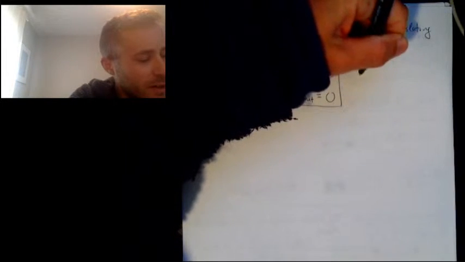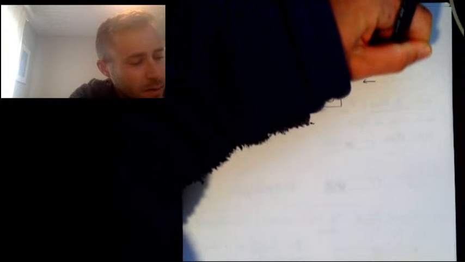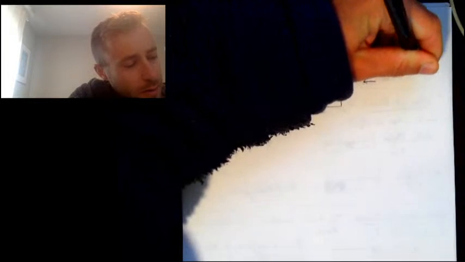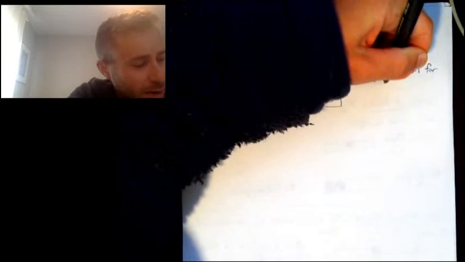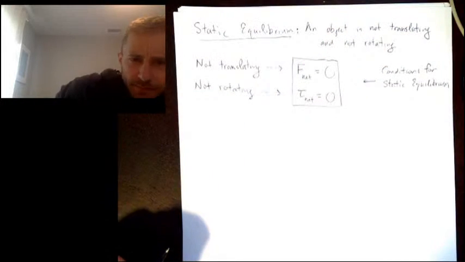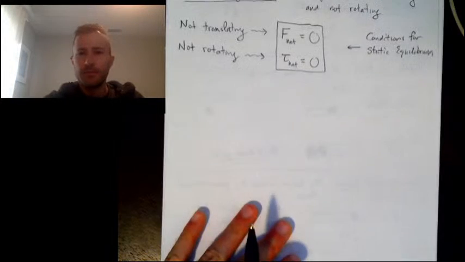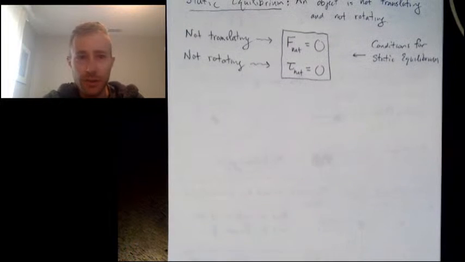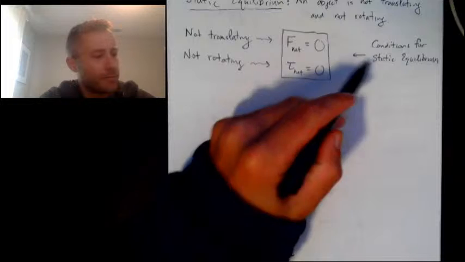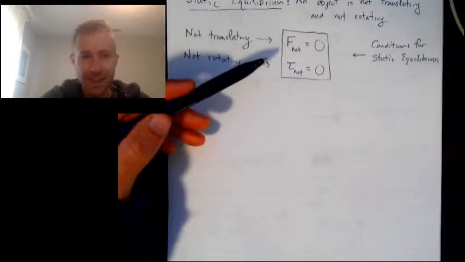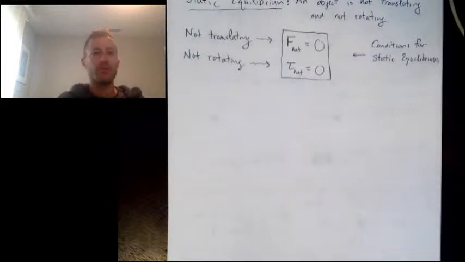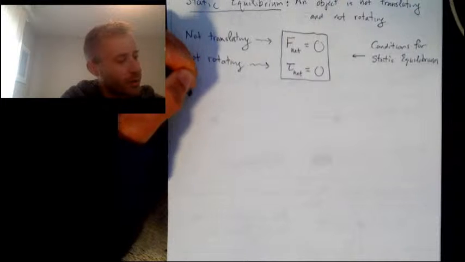So these are the conditions for static equilibrium. And because these are two equations, we're going to get a system of equations when we solve this. Okay, so let me show you how this works.